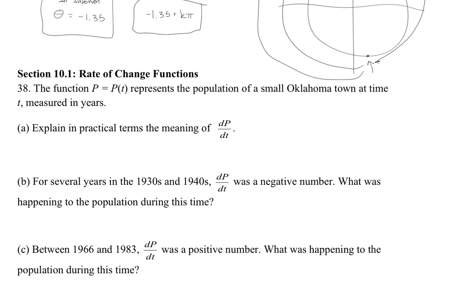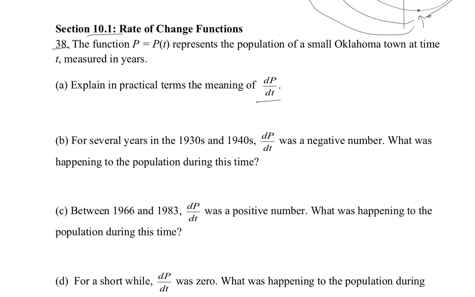Moving on to section 10.1, rate of change, question 38. We're saying that the function p equals p of t represents the population of a small town in Oklahoma at time t measured in years. So we're looking for the practical terms and meaning of dp dt. Obviously this is a derivative that we're looking at, so that means that this is going to be rate of change.